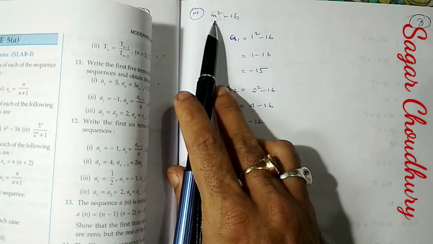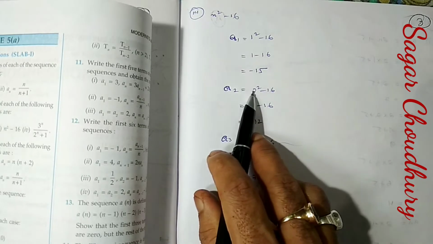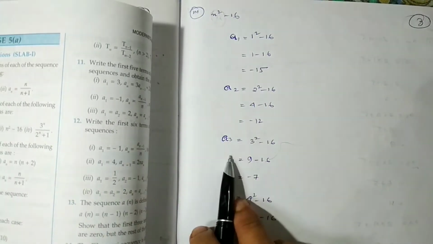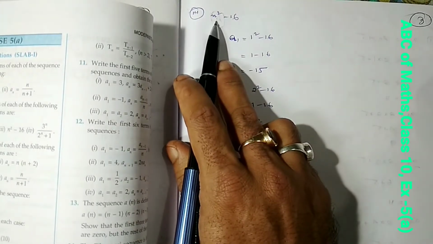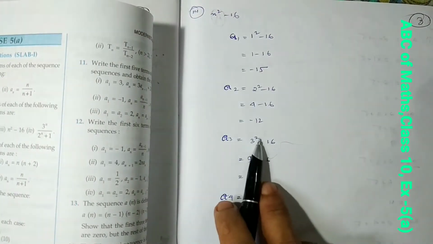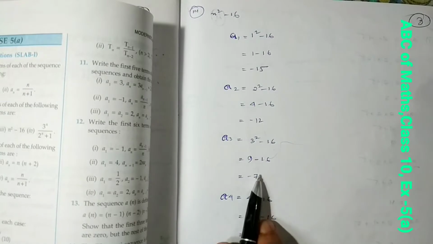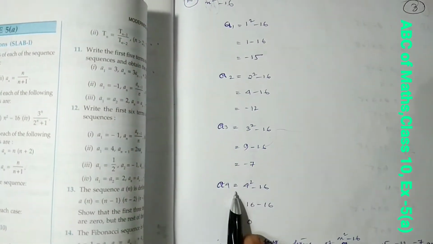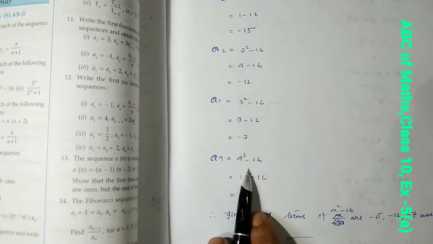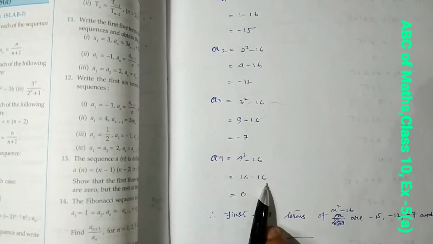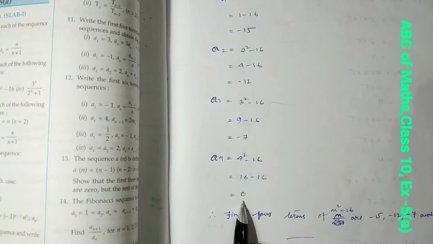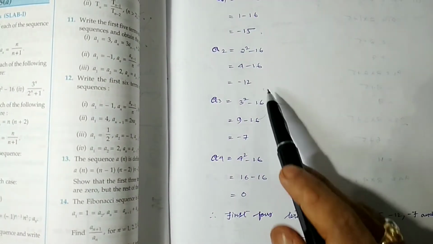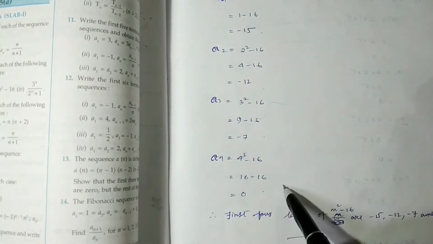If we take n equals 2, a2 will be 2 square minus 16. 2 square is 4. 4 minus 16 is minus 12. For a3, if you take n equals 3, 3 square minus 16. 3 square is 9. 9 minus 16 will be minus 7. And if we take n equals 4, we are going to get a4 equals 4 square minus 16. That is 16 minus 16 equals 0. Therefore, the first 4 terms are minus 15, minus 12, minus 7 and 0.